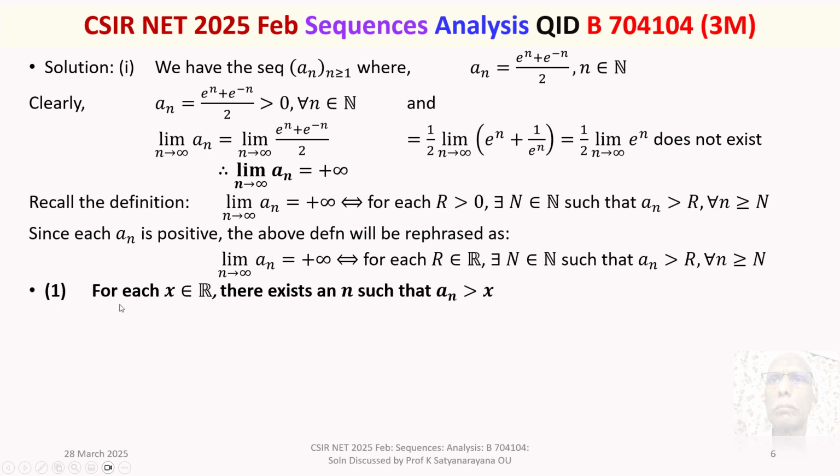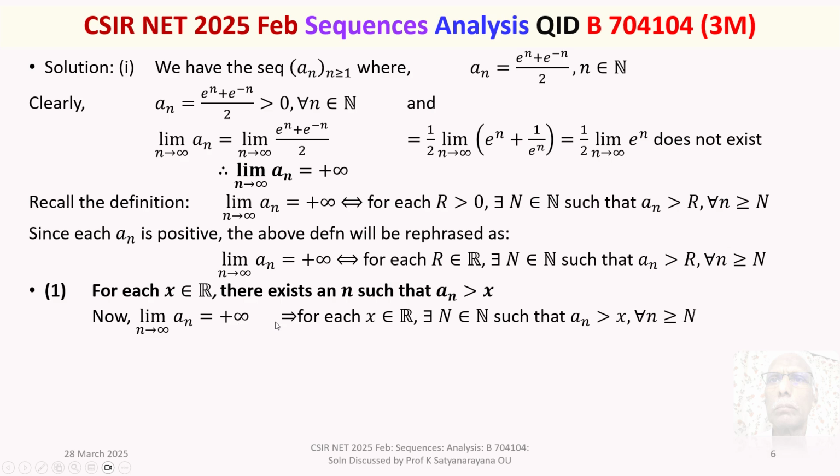Now let's recall option 1. For each x belongs to R, there exists an n such that an is greater than x. Not only one n, but there exist infinitely many n's. You can see now from the above: the limit of an being plus infinity implies, with x instead of capital R, that for each x belongs to R, there exists a natural number N such that an is greater than x for all n greater than or equal to N. Not only one n, you get infinitely many n's. Thus option 1 is true.